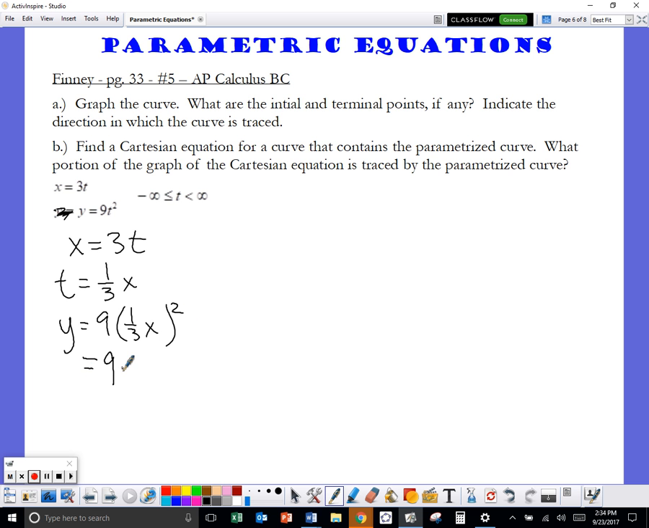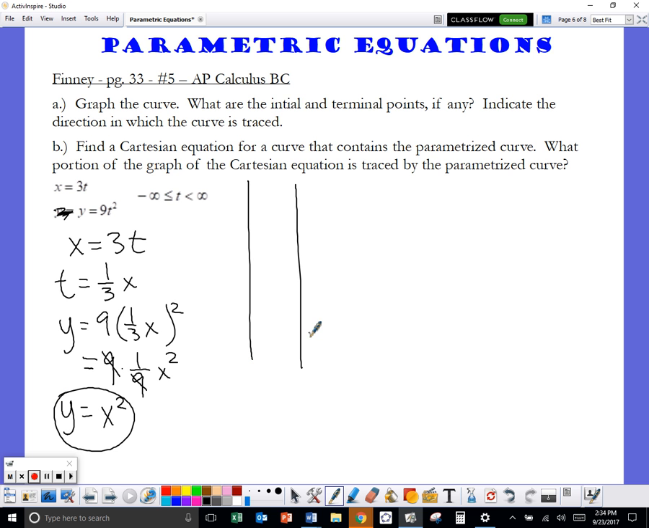Simplifying, that's 9 times 1/9, 1/3 squared, and x squared. 9 times 1/9, x squared. The 9s are going to cancel, and we have y equals x squared. So we have the parabola y equals x squared. Since t is allowed to go from negative infinity to positive infinity, we're going to get all the values that we know about, and we'll get the full parabola instead of just a piece of it.